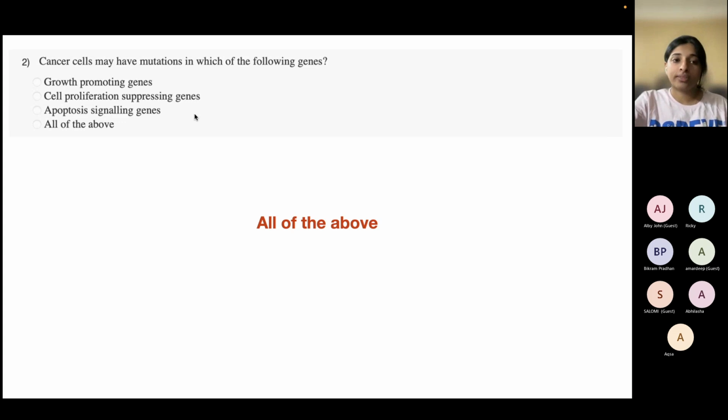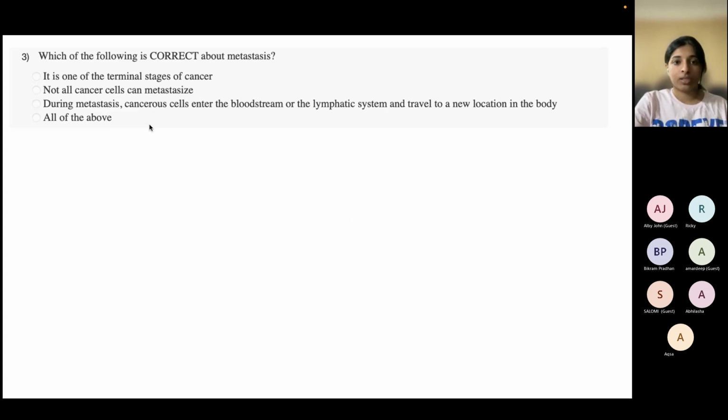So, to answer the question, cancer cells may have mutation in which of the following genes? It can have mutation in growth promoting genes, it can have mutation in cell proliferation suppressing genes, and it can also have mutation in apoptosis signaling genes. So, if the cell has a gain of function in a growth promoting gene, loss of function in the cell proliferation suppressing gene, and loss of function in the apoptosis signaling gene, there is a development of cancer. The next question is, which of the following is correct about metastasis?